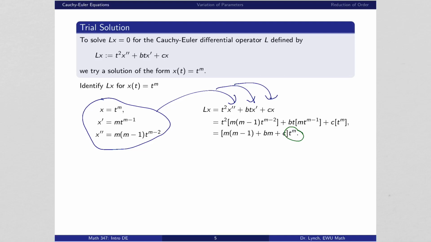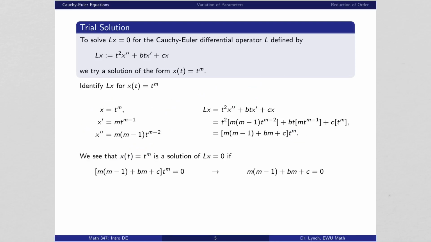When you go ahead and require that Lx equals 0, in other words, that x is a solution of the associated homogeneous equation, we see that t to the m is a solution of Lx equals 0 if there's some quadratic equation that's equal to 0. Okay, so this is a very familiar feeling for us. We've, again, reduced the question of solving a differential equation to the question of solving an algebraic equation.